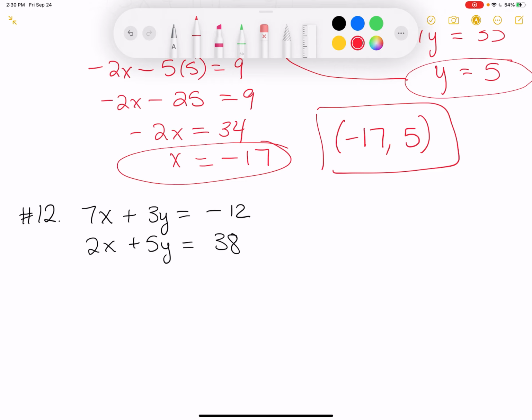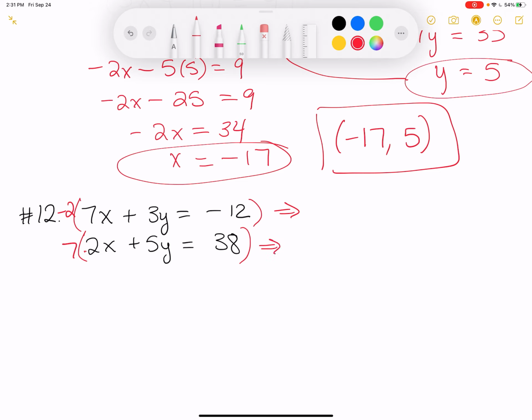It doesn't matter. Y'all can pick your favorite. X? All right, we're doing x. If I'm dealing with x, I need to get the numbers in front of them to both be the same. What should I multiply the top one by? Negative 2. Okay, negative 2 works. So then what do I need to multiply the bottom one by? Okay, 7. So my new equations.